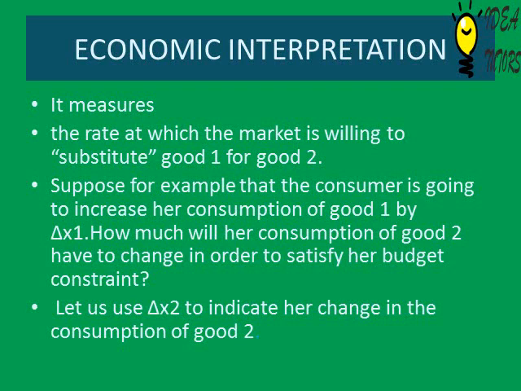We already have this budget constraint with some prices and income. So in case the consumer is consuming some more units of x1, the quantity of x1 is changing, and this will affect the quantity of x2. Now let us use delta x2 to indicate the change in the consumption of good 2.